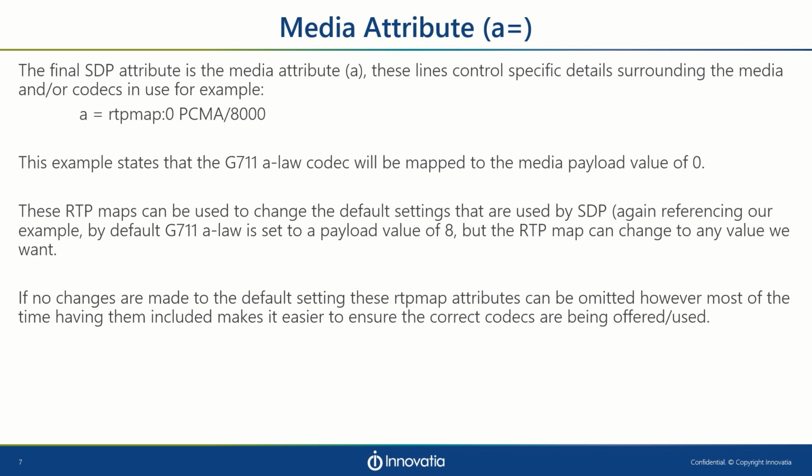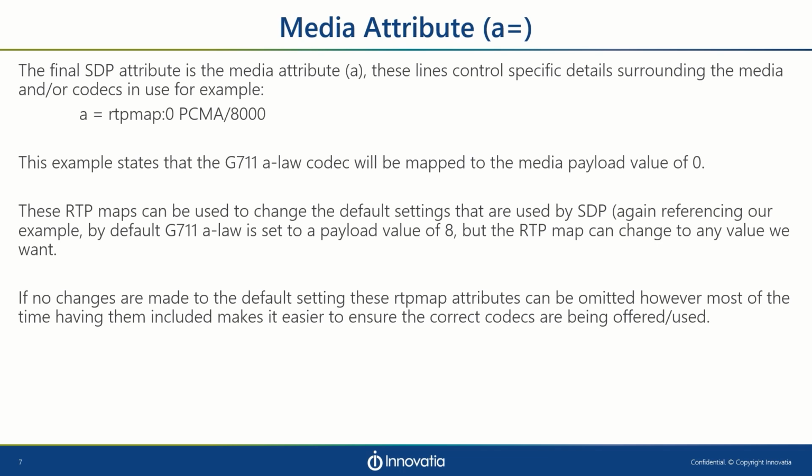So just by way of an example, a=rtpmap:0 PCMA/8000. What does all that mean? Well, PCMA/8000 is G711 A-law. And what we're basically using this attribute line for is to take that A-law codec and specifically map it to the media payload value of 0. Normally, or perhaps by default, G711 A-law is mapped to a media payload value of 8. But we can change that default setting by using this rtpmap media attribute.